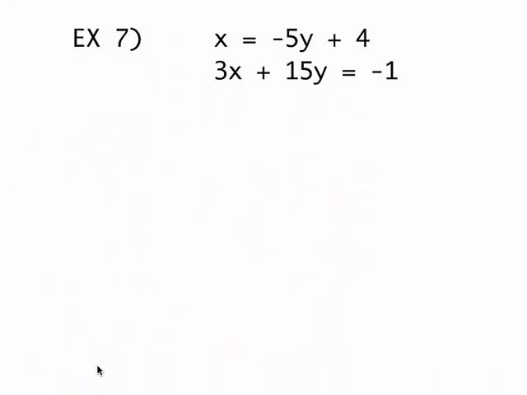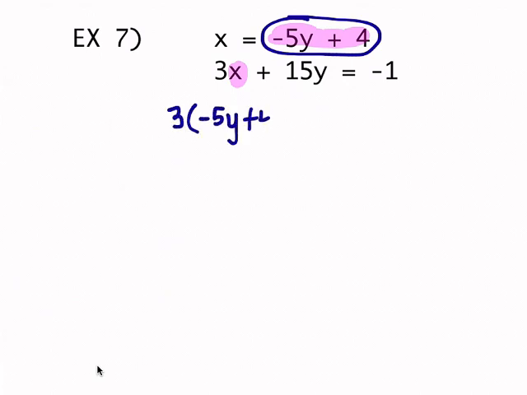Alright, so we have x by itself here. So I'm going to replace this x with negative 5y plus 4. So 3x plus 15y equals negative 1. So 3, instead of x, replace it with negative 5y plus 4, plus 15y equals negative 1.